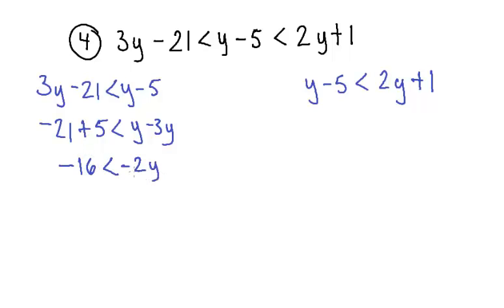And this minus 2, if we pass it to divide, it will look like this: minus 16 divided by minus 2 greater than. Be careful on this. Remember that when you pass to divide a negative, the sign flips, right? So this is something new in this type of exercise that we need to be careful with. So this will give us the answer 8 greater than y.